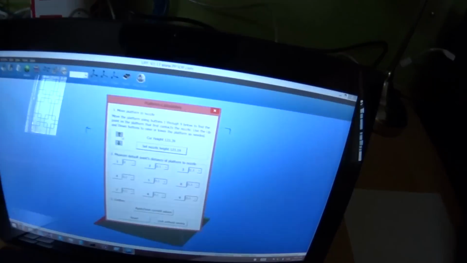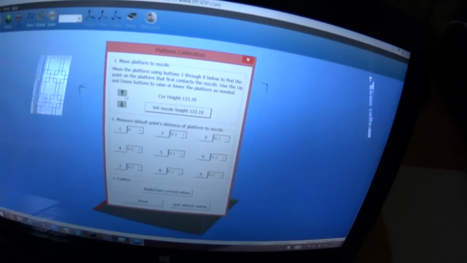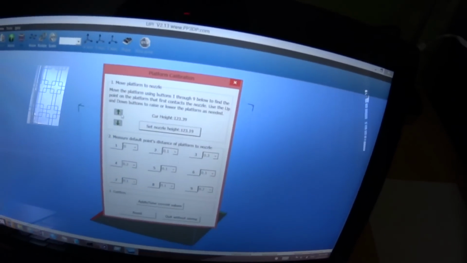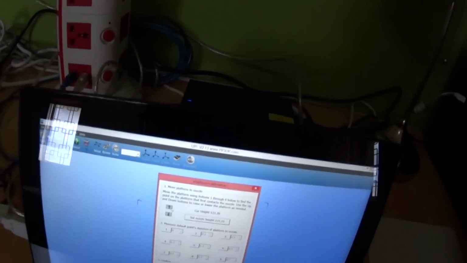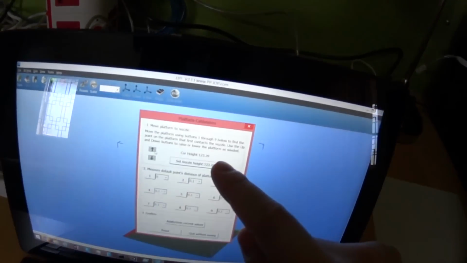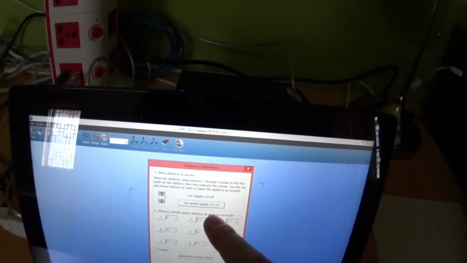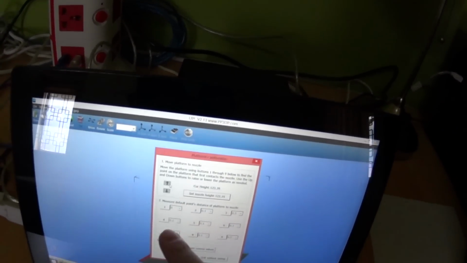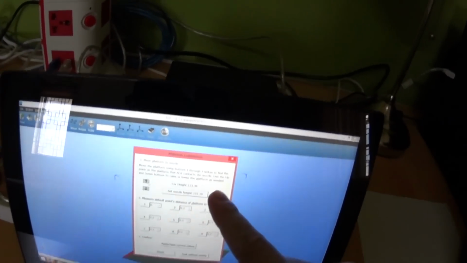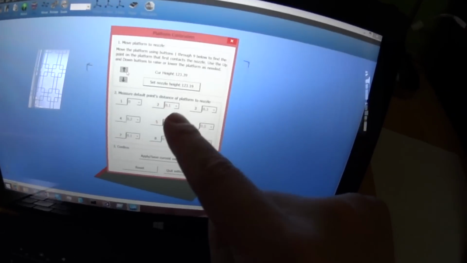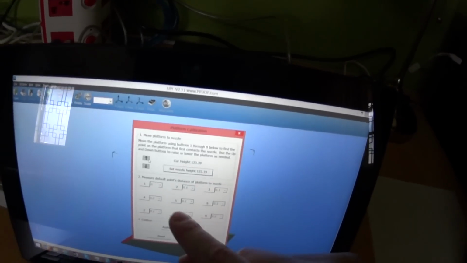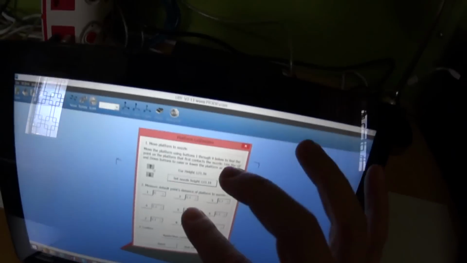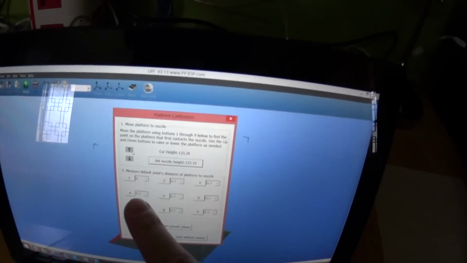Now, if you own an Up 3D printer, you know that this is your platform calibration screen. First you set the main nozzle height, and then you set the deviation of the points of the platform to the nozzle height. Basically with these numbers, you're able to tell the printer that your platform is not fully level throughout all the corners.